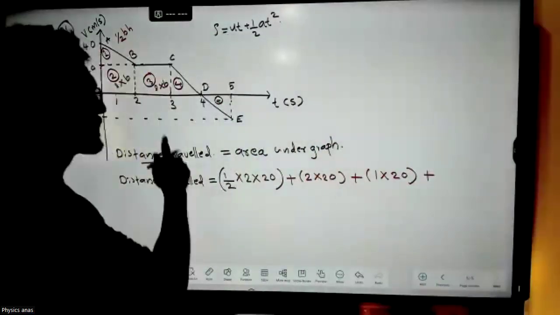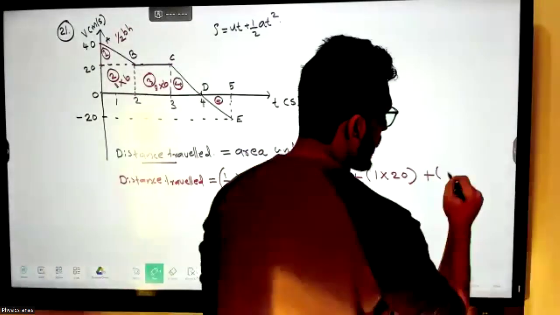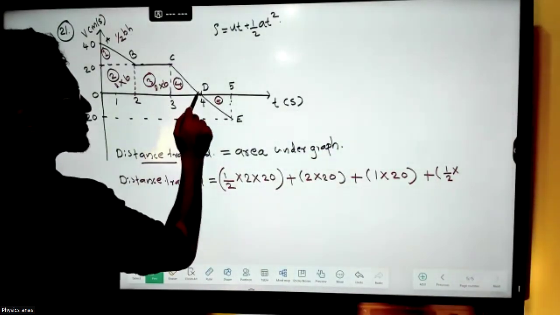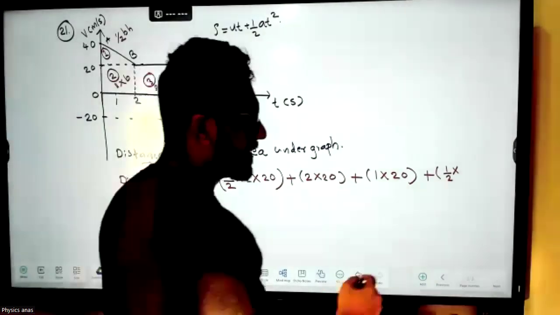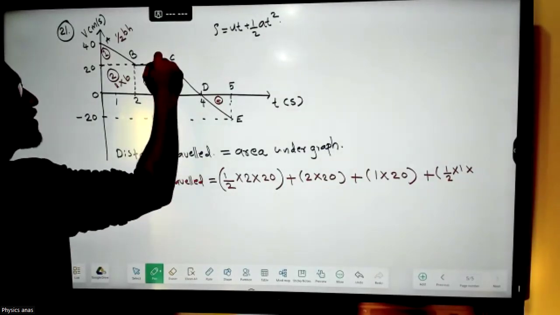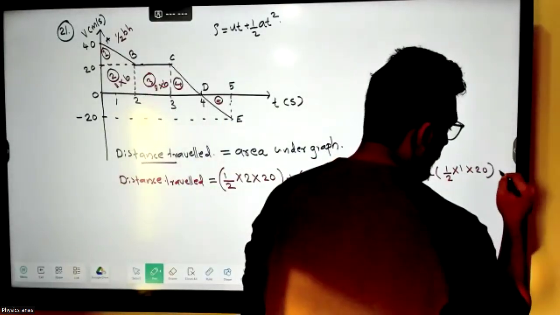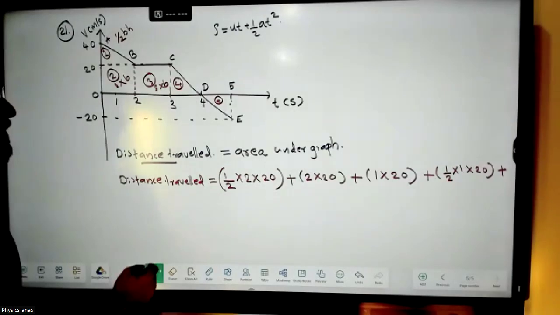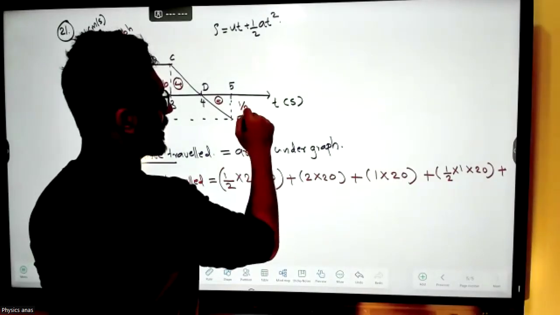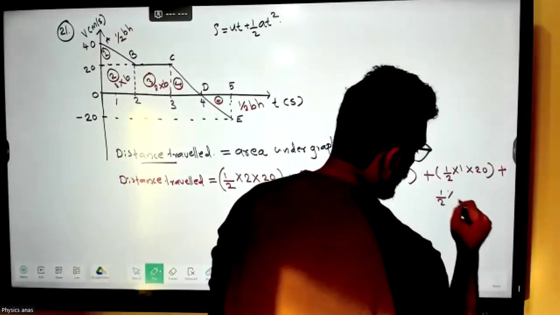Plus, now what is the fourth one? Yeah, that's a triangle. How can you find the area of a triangle? Half into B into H. What is the B here? From 3 to 4, 4 minus 3, that is 1, into H. What is the H here? From 0 to 20, 20 minus 0, that is 20. Plus, what is the next area? You have to find the area here. Half BH again. That will be plus half into, what is B here?